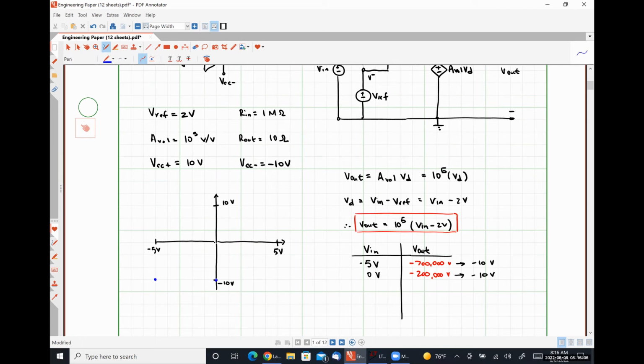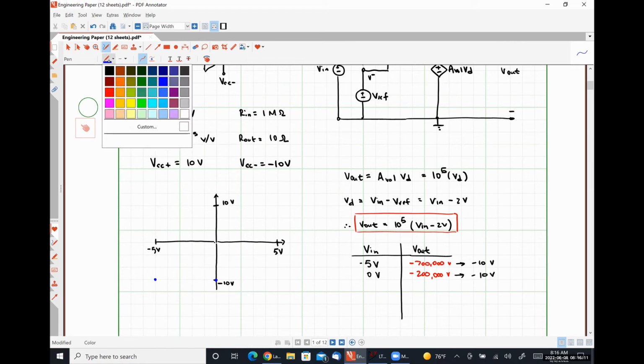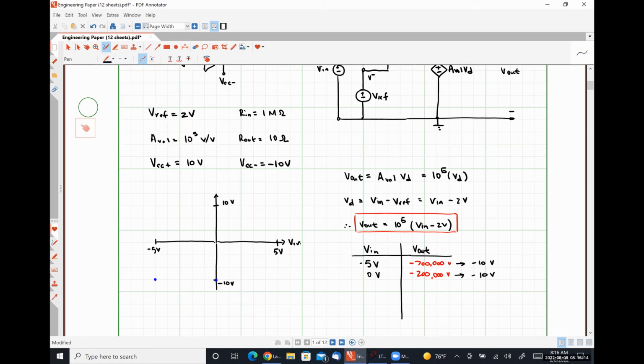And I would argue that all points in between, sorry, let me express this here. This axis is Vn, this axis is V out. I would argue that the output voltage at a Vn value of -5 volts is -10 volts. And the output voltage for Vn equal to 0 volts is also -10 volts. All points in between must be -10 volts as well.